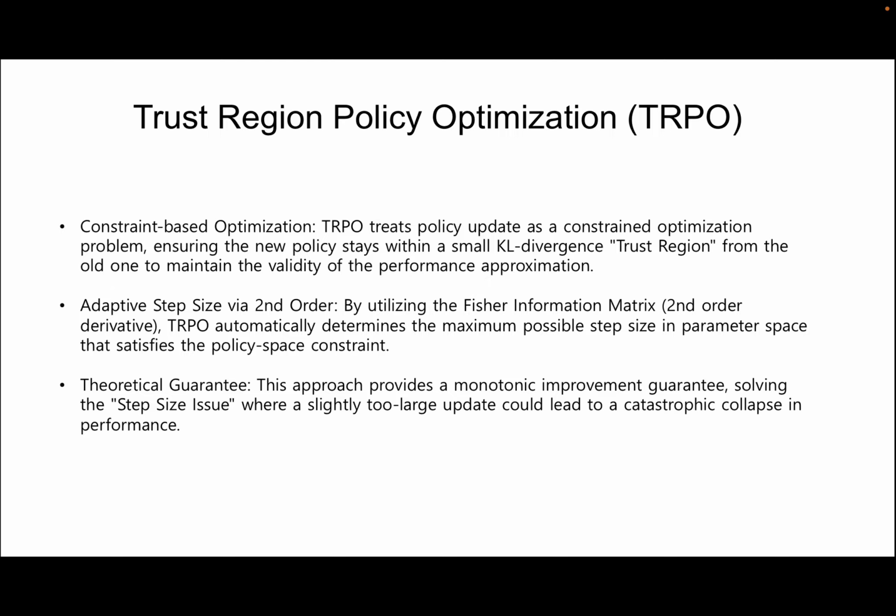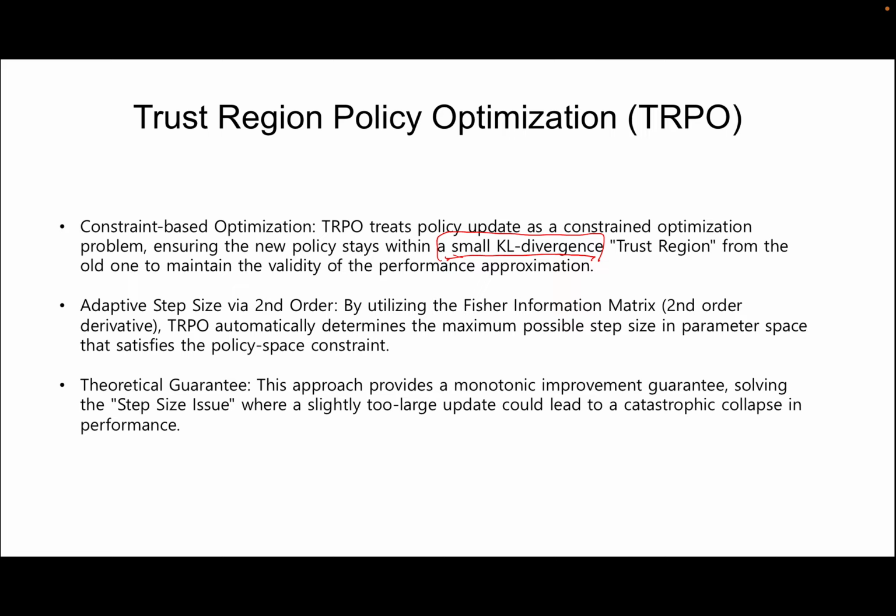Let's see the characteristics of TRPO first. Constraint-based optimization. TRPO treats the policy update as a constrained optimization problem, ensuring the new policy stays within a small KL divergence trust region from the old one to maintain the validity of the performance approximation. And here, the important thing is the small KL divergence. We will learn this later. Actually, we already learned this in the previous class.